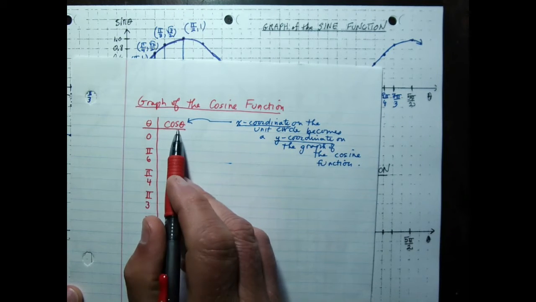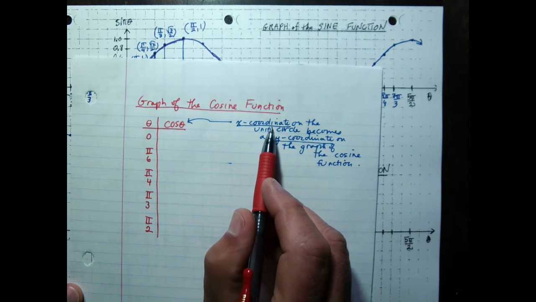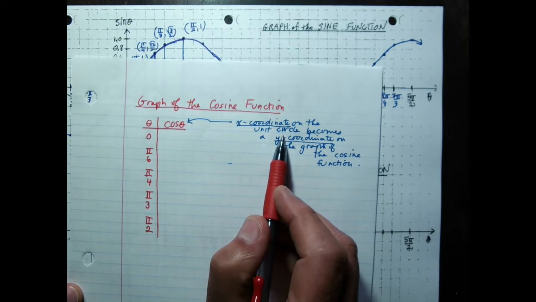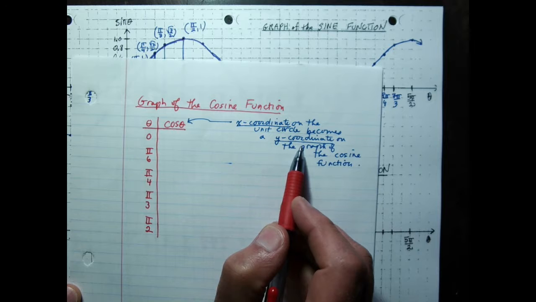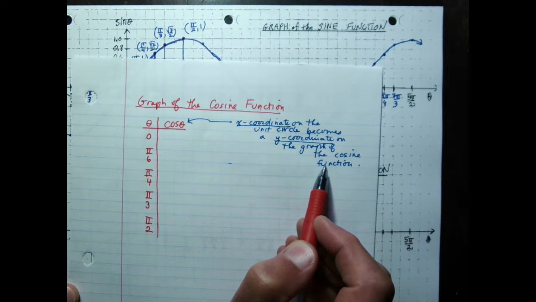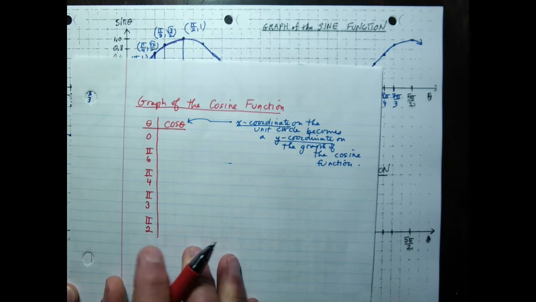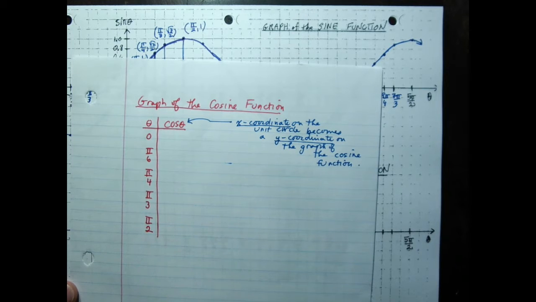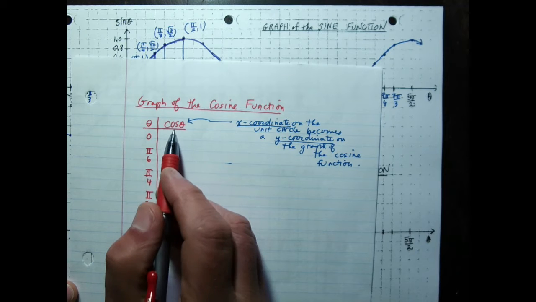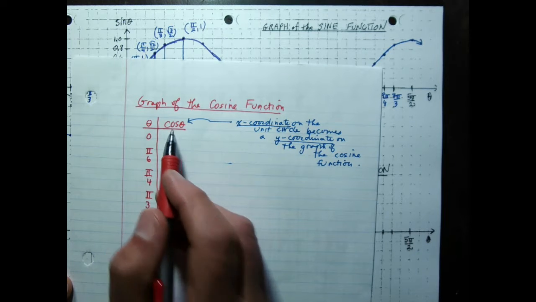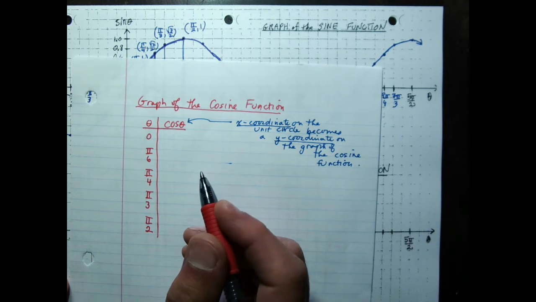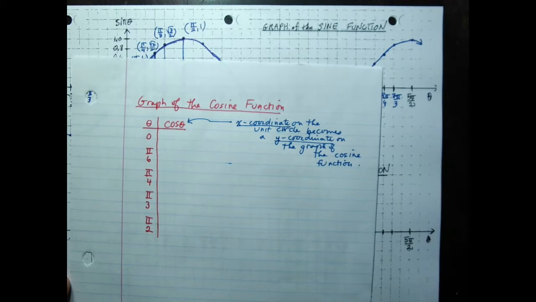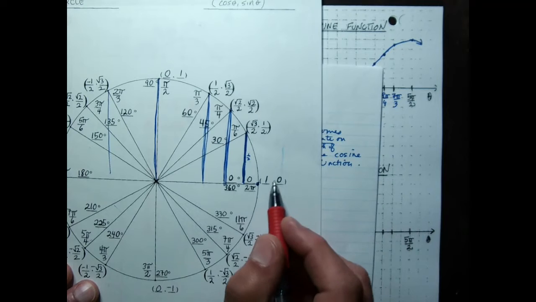Cosine is an x coordinate on the unit circle. It's going to become a y coordinate on the graph of the cosine function. This is something that you really got to try to deal with and get used to, because we're making this transition now. Cosine's no longer going to be an x coordinate, it's going to become a y coordinate on this graph. Now the values of cosine for the special angles, we can pluck off the unit circle.